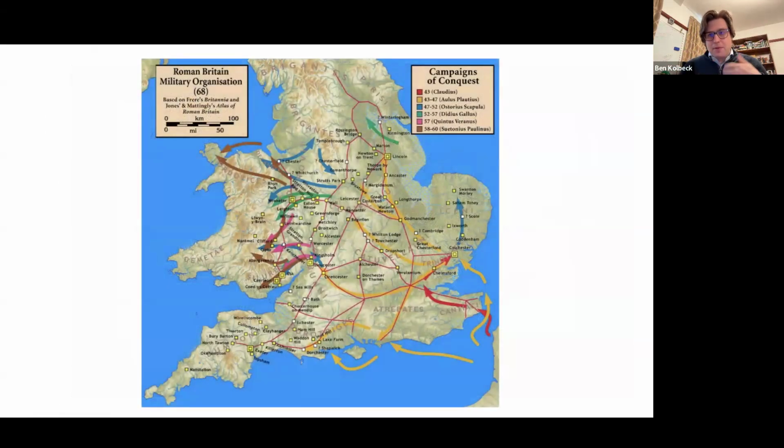So this is a little map just to show the first few decades of Roman rule. So the first invasion here, these red arrows around the southeast of the country. And then you can see, it's color-coded here, these subsequent governors slowly, step by step, increased Roman presence throughout the core of the country, eventually into Wales.